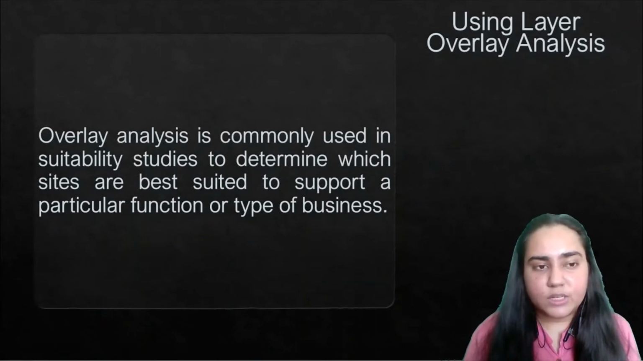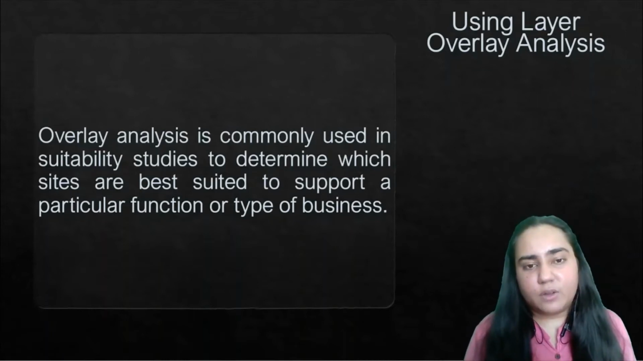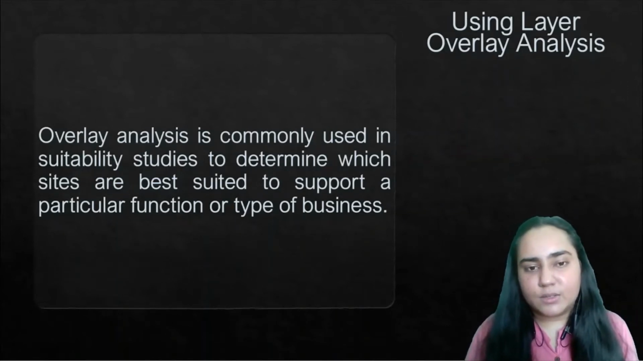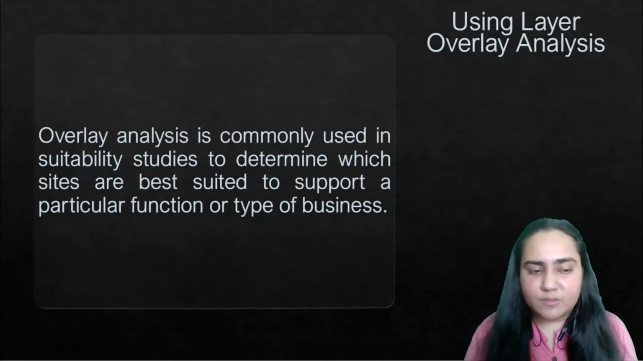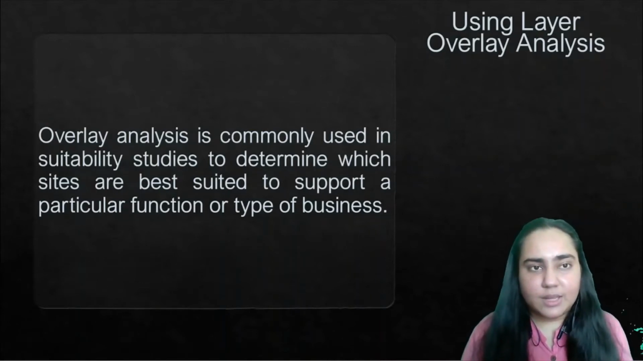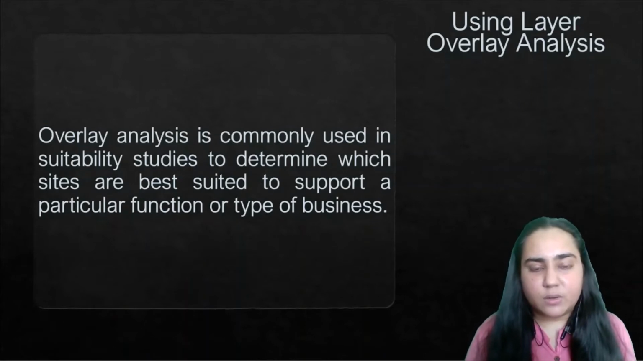Overlay analysis is commonly used in suitability studies to determine which sites are best suited to support a particular function or type of business, right? So if you wanted to start a particular business, make a construction in a particular area, and you wanted to see if that area was suited for your business operations, then you would do an overlay analysis. So essentially, if you have some data plotted about the heat in that area, the commercial aspects of the area, how many commercial businesses are running around that area, then you would do overlay analysis by analyzing each layer, right? So commercial areas would be one layer, then another layer might be representing how much heat is there in each area, how much water is available. So based on all that, you would decide whether or not to build your business, your construction in that area.